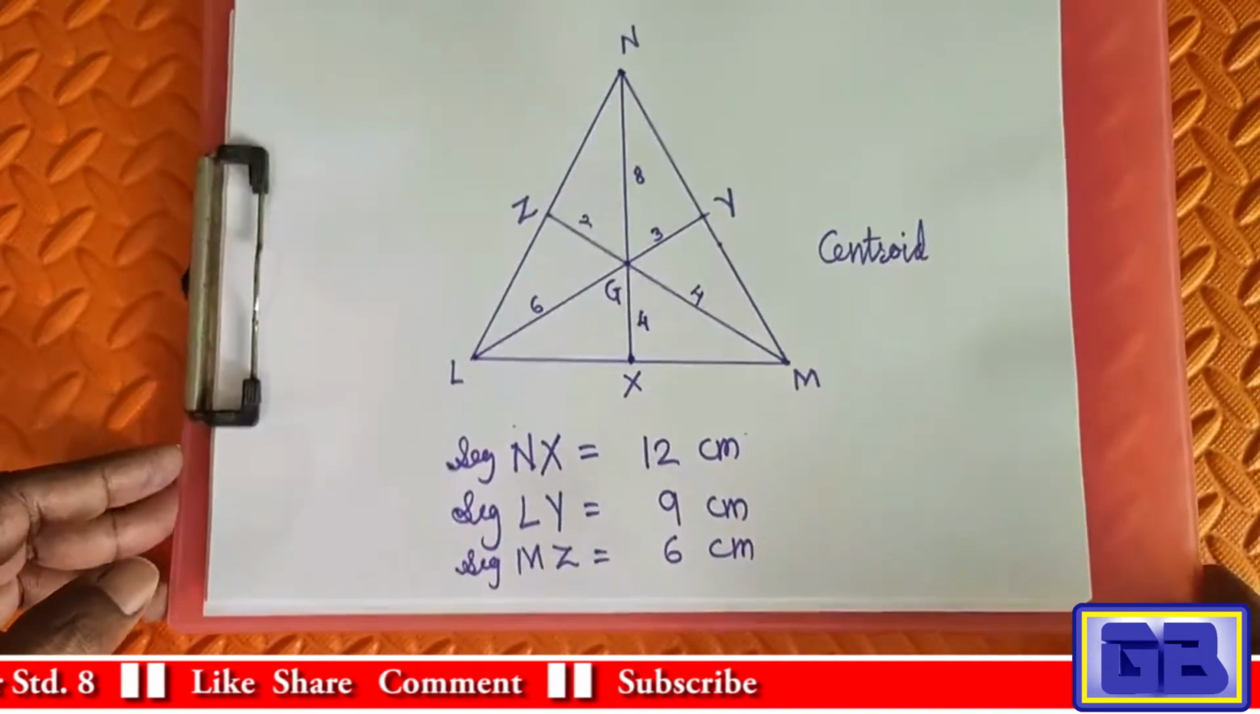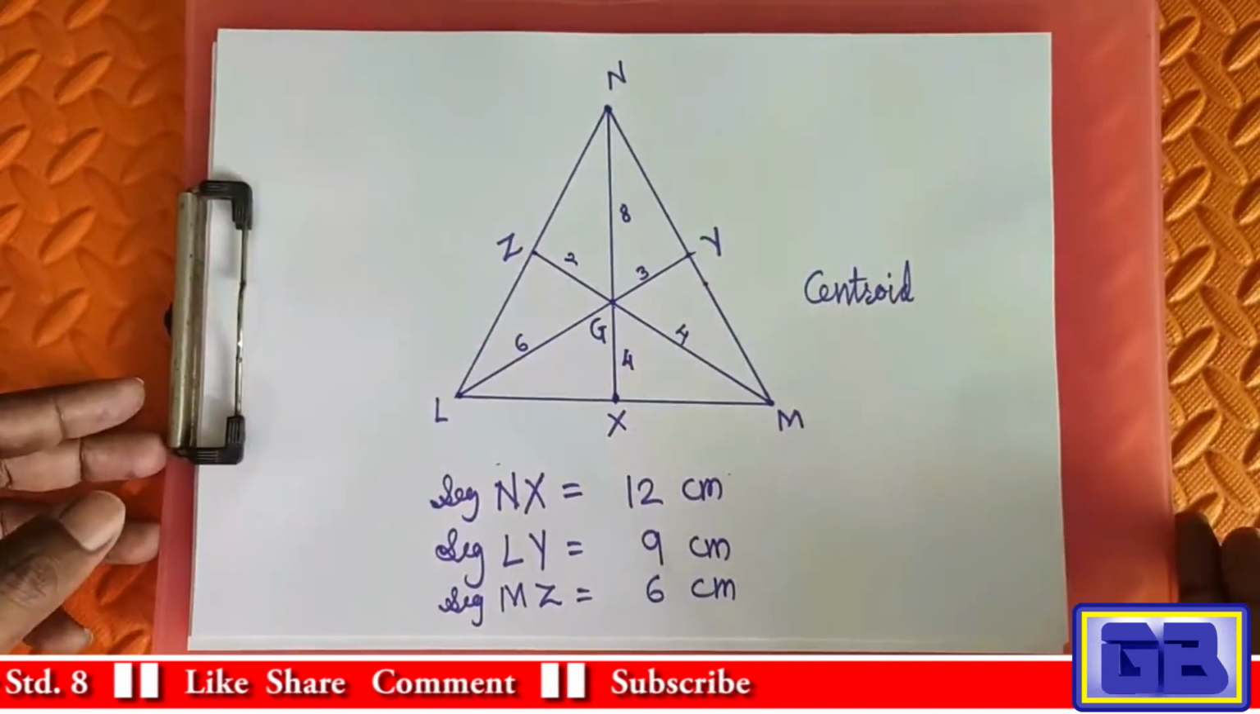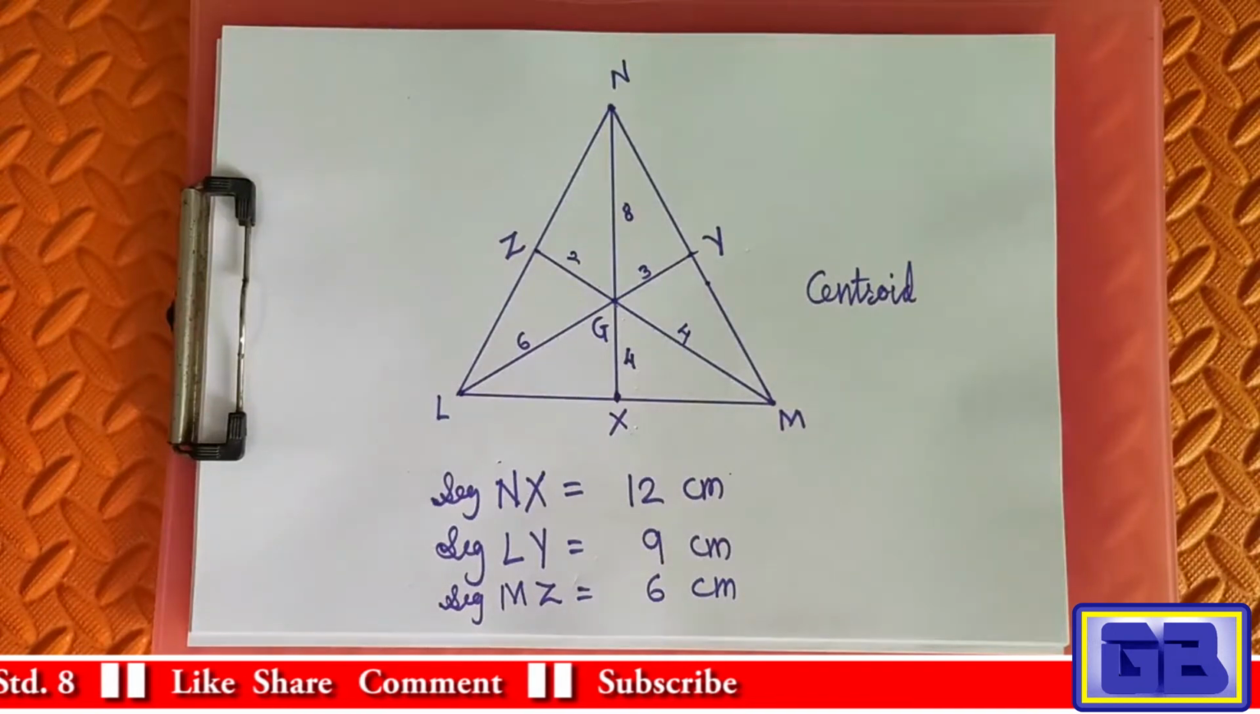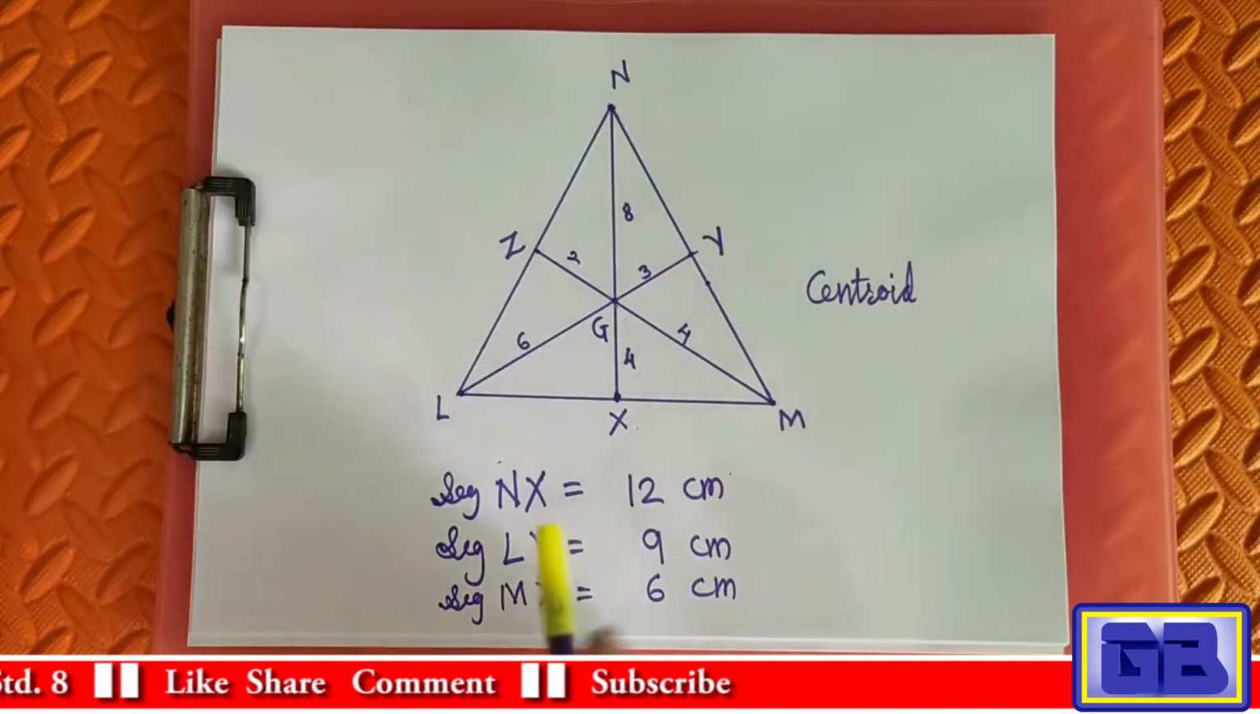Sir, can you repeat the measure? Because the screen is blurred. Screen is blurred. Now is it clear? Okay. Yes, now sir.